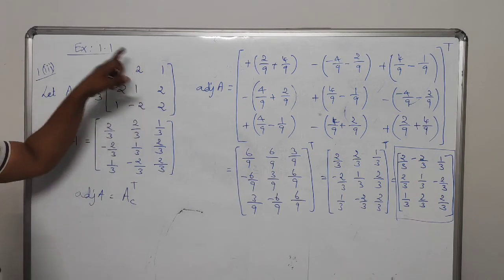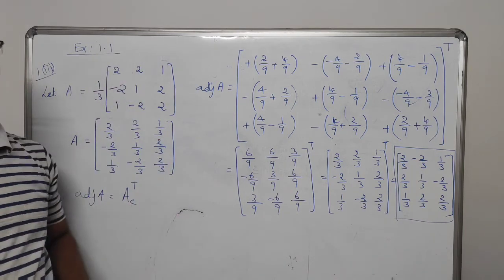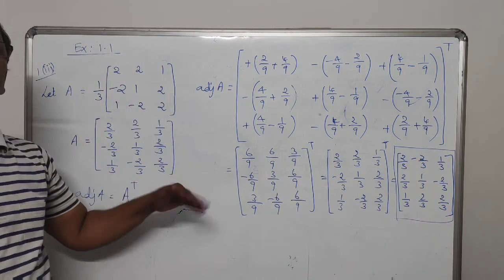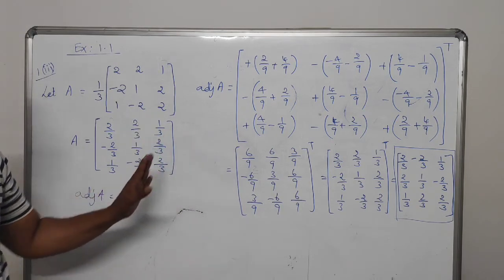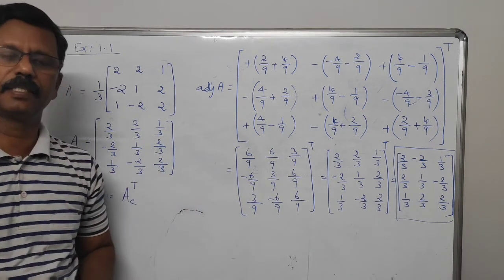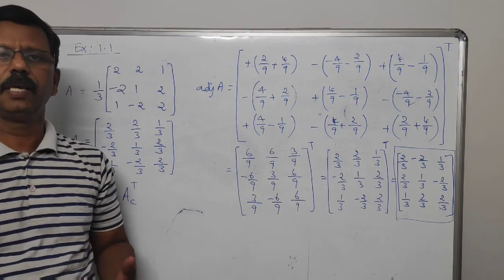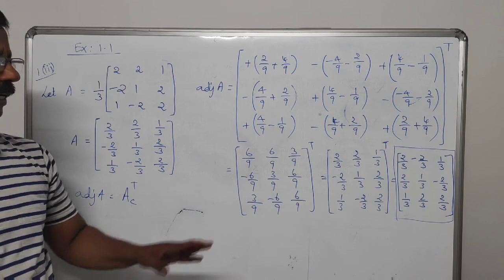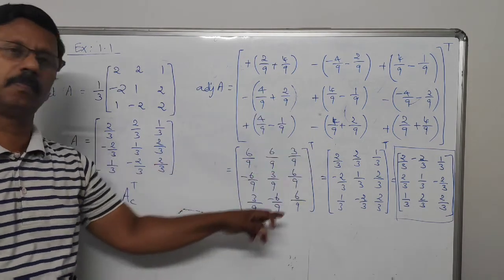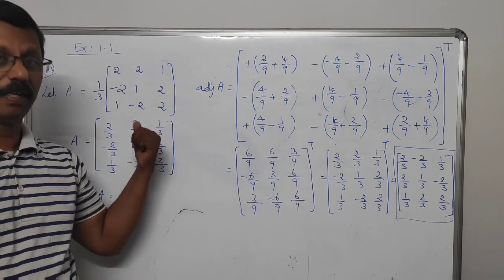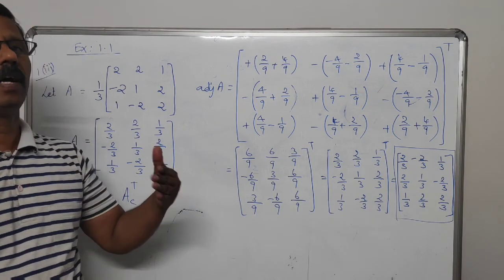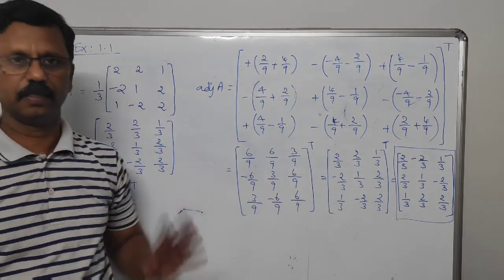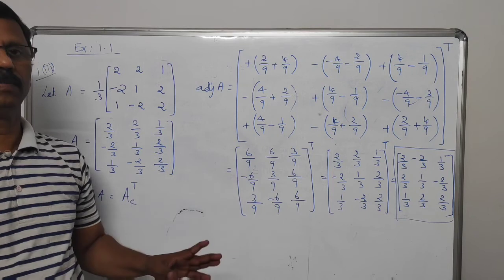Now this same problem can be done by using the properties of adjoint that we will see in the next class. We have just seen how to find the adjoint of the 3 by 3 matrix. In the next class, we will see the important properties of adjoint. Before that, try to do the same problems which are given in the material for practice. Therefore, you do all those sums.